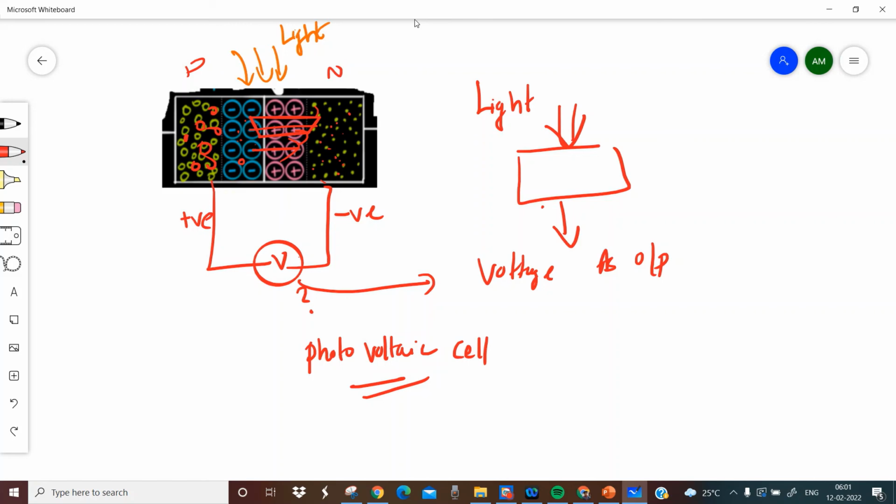Renju, in photodiode, what kind of biasing do we have to give? Forward bias or reverse bias? Reverse bias.